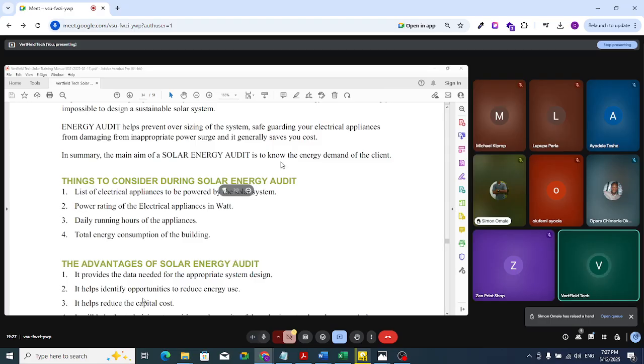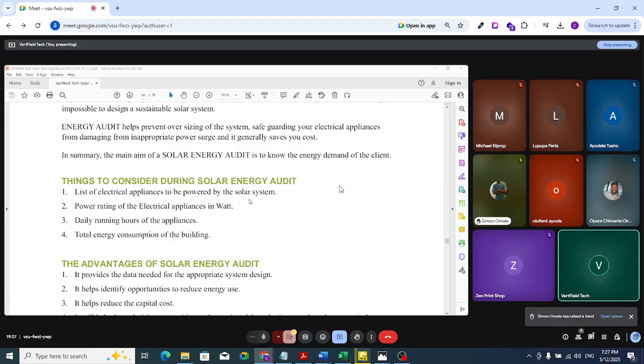Okay, so this is a very interesting part of this course, which we usually make sure we show you guys. We discuss it before we then move on with the discussion of the day. Things to consider during a solar energy audit. Why do we say they are important?